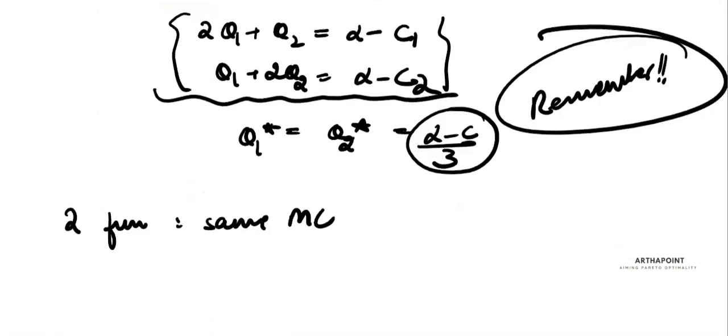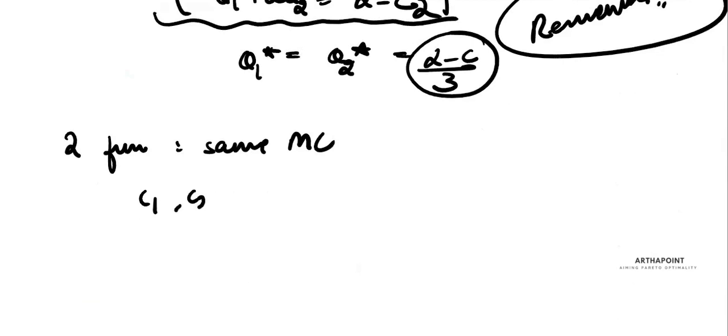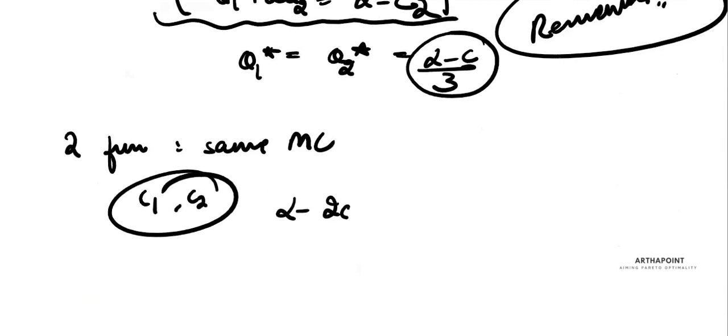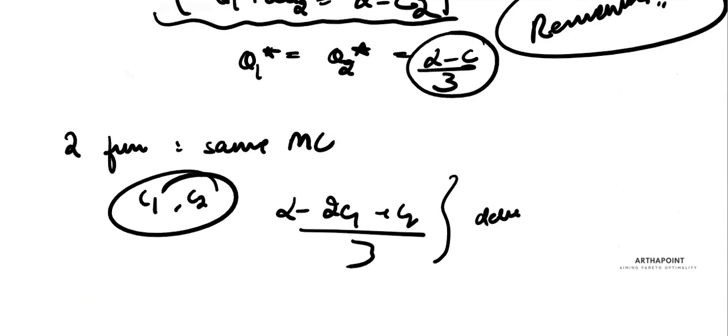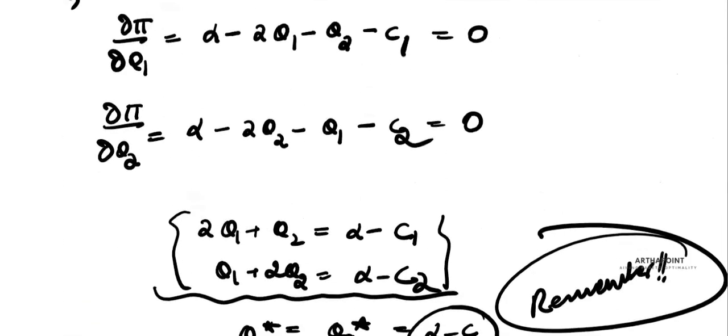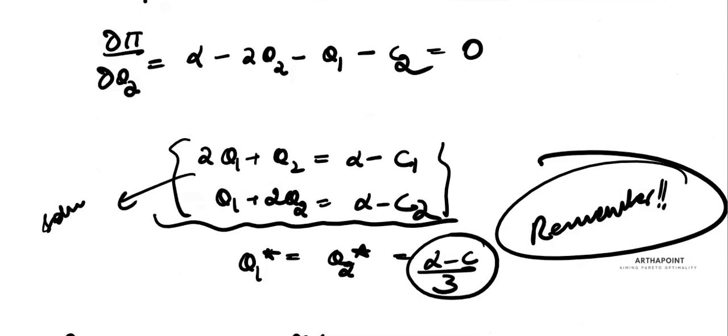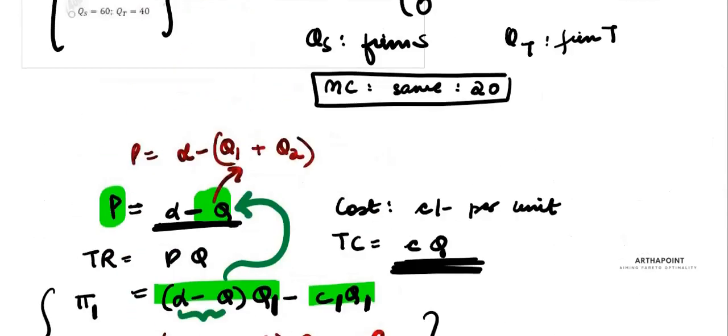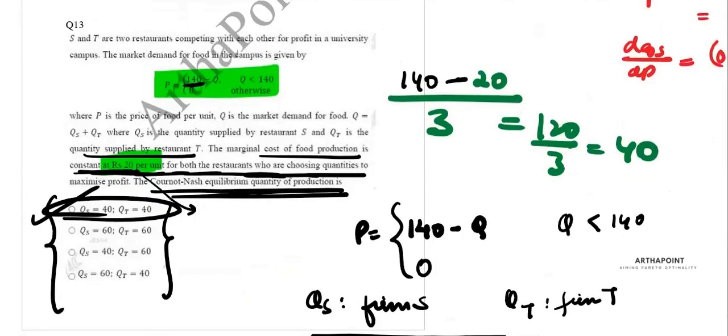There is actually a formula which you should remember even when costs are different: alpha minus 2C1 plus C2 by 3. But you should try and derive this today itself, okay? Derive the quantity of firm 1 and firm 2 when they have different marginal costs. Solve these two equations, so that next time, when it tells you that firm 1 incurs 20 rupees and firm 2 incurs 30 rupees, you should be able to solve that also.